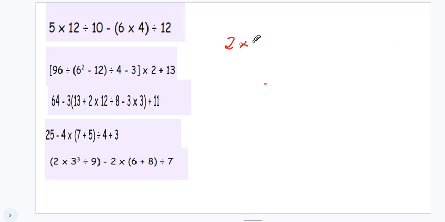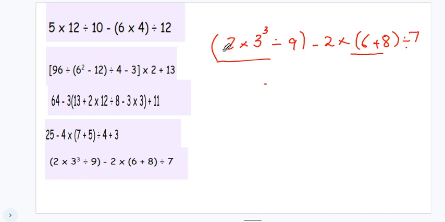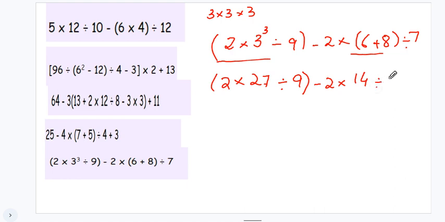Okay, we have 2 times 3 cube divided by 9, and bracket minus 2 times bracket started, bracket closed, divided by 7. So starting with your brackets, we have 2 times 3 cube, which means 3 times 3 times 3, that is 27 divided by 9, right? And then we have 6 plus 8, which gives you 14 divided by 7.